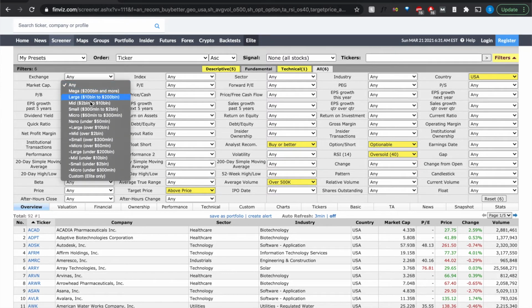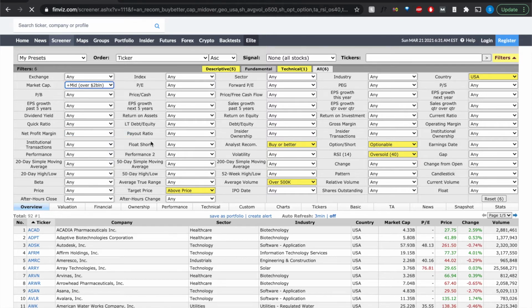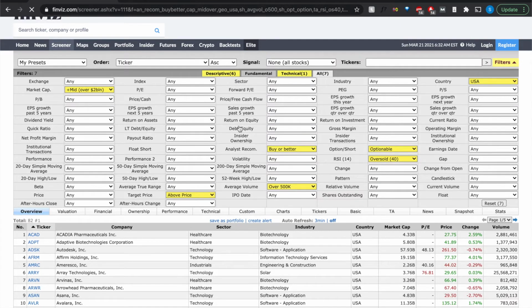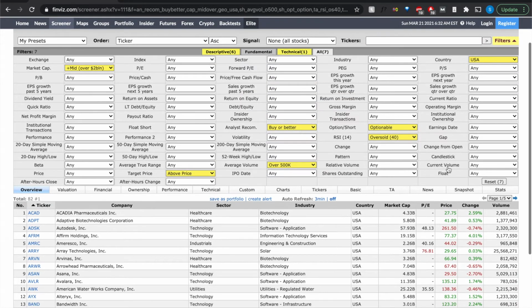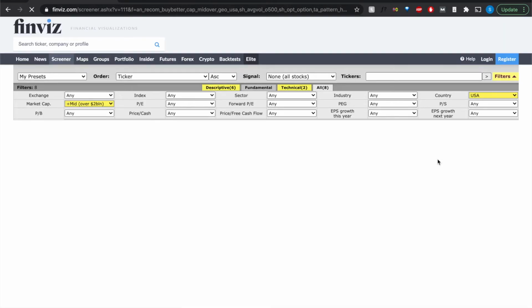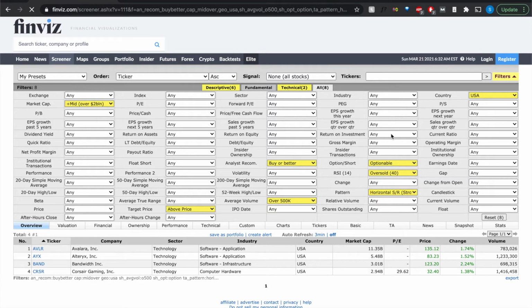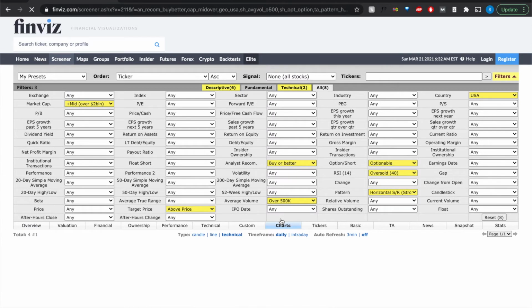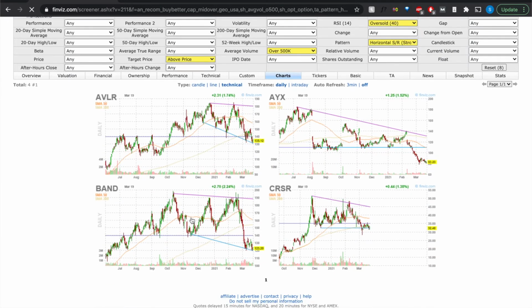and we also want to take out companies with very small market capitalizations. We don't want to consider those. And finally, I want to see stocks which are trading close to their support levels. So I'm getting four symbols here. And so let's open the charts for each of these four to quickly see what we are looking at.